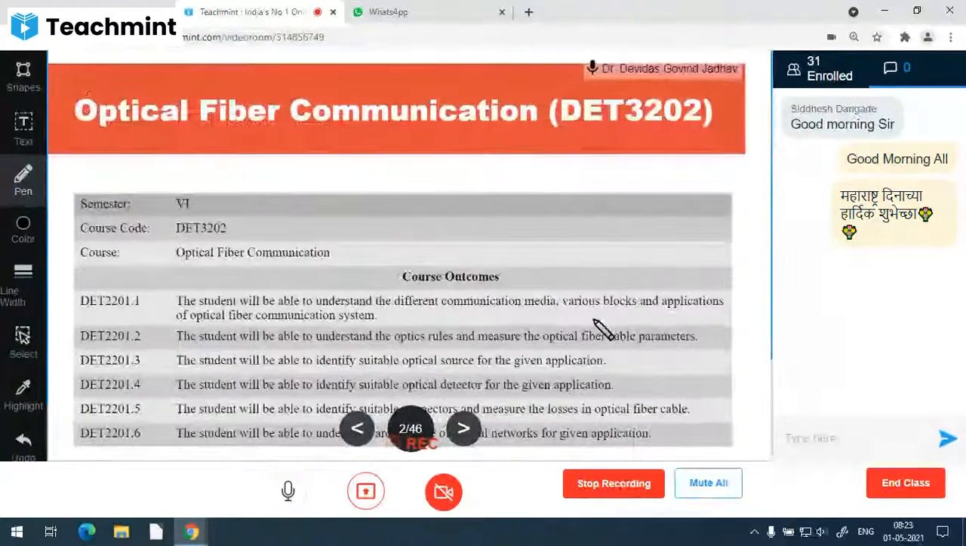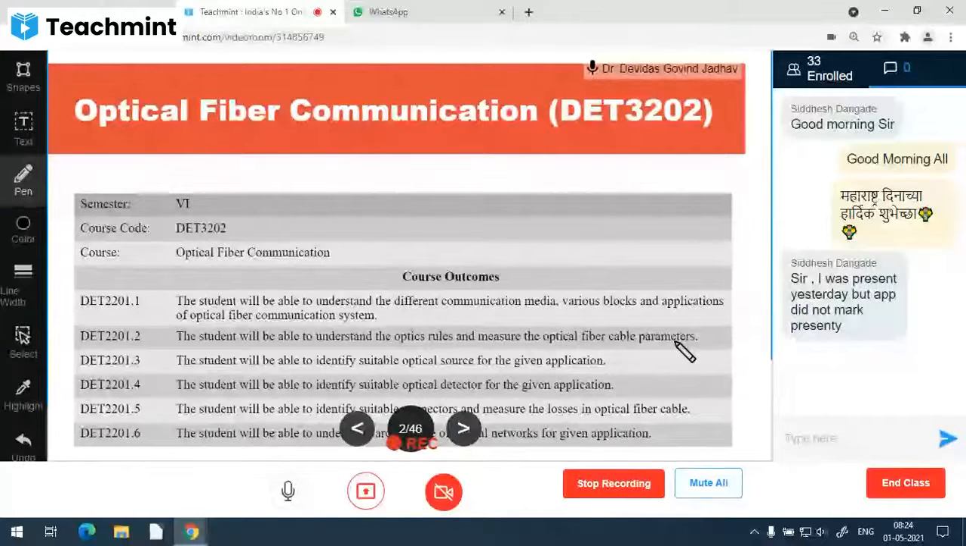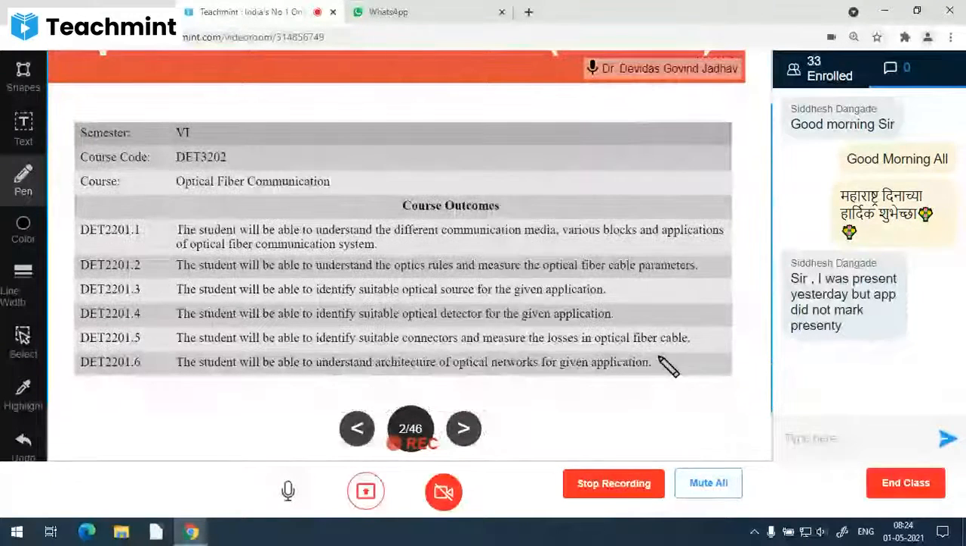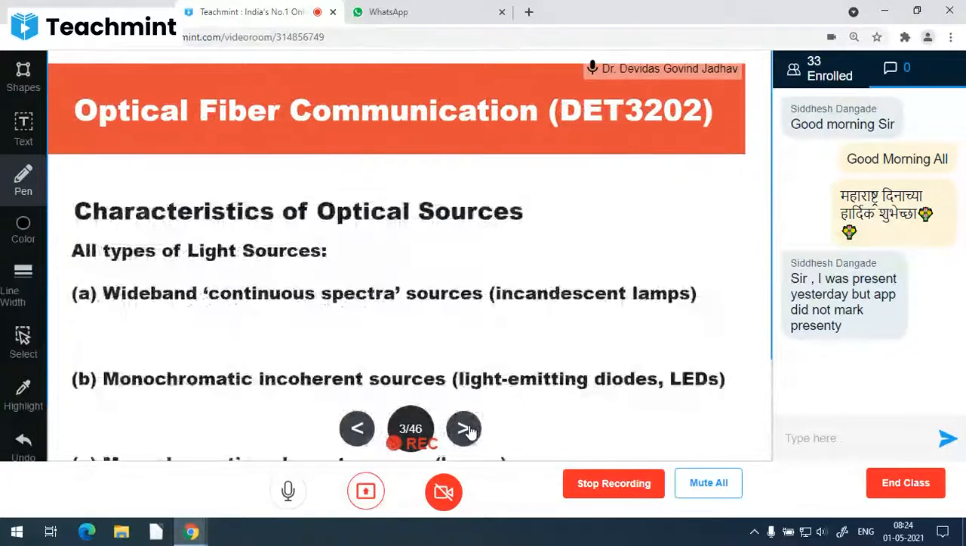The course outcomes. Students will be able to understand different communication media, various blocks and applications of the optical fiber communication system. The students will be able to understand the optics rules and measure the optical fiber cable parameters. Students will be able to identify suitable optical source for a given application. The students will be able to identify suitable detector for a given application. Students will be able to identify suitable connectors and measure the losses in the optical fiber cable. Students will be able to understand architecture of optical network for given application. So these are the objectives.